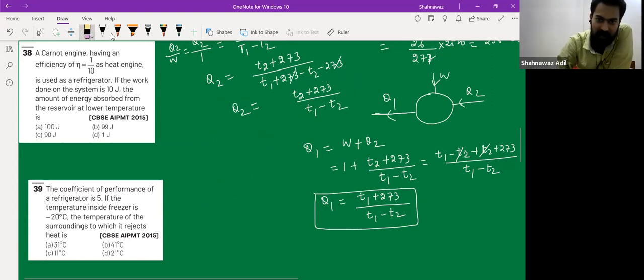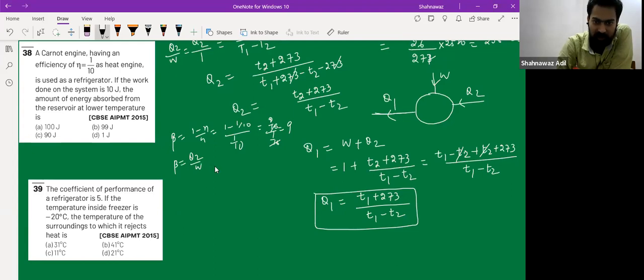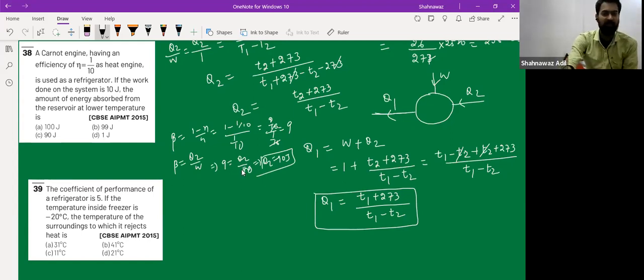So we calculate beta first, right? So beta is how much? 1 minus eta by eta, 1 minus 1 by 10 is 9 by 10, divided by 1 by 10, then 9. Right, and then from beta, you calculate Q2. So 9 is Q2 by W, which is 10, so this is 90. Okay, guys, now let us come to this question.